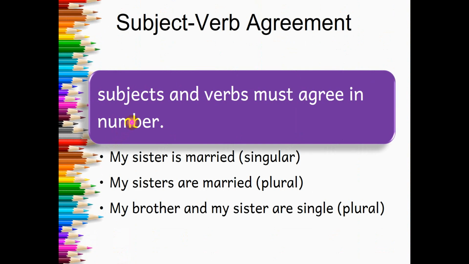In English, subject and the verb must agree in number. If we use singular noun, then the verb must be singular. My sister, singular, is married. But if we use plural, then we have to use plural verb. My sisters are. If there are two persons, my brother and my sister, again we have to use plural form.